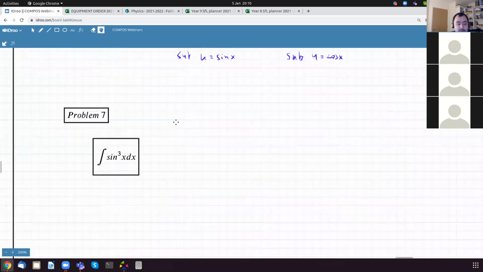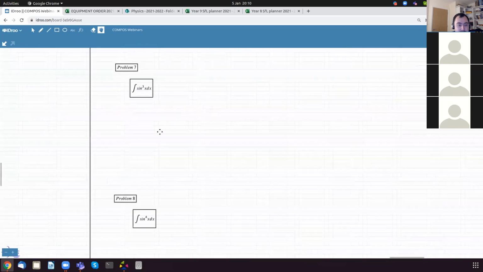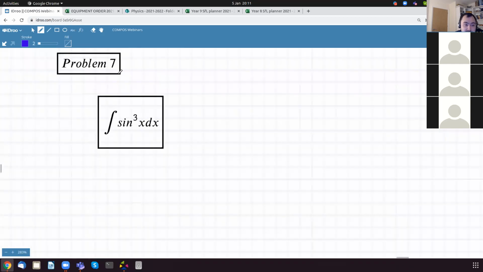And two more integrals. They look incredibly similar. Sine cubed x and sine to the power 4 x. But the thing is, the methods are completely different. If you have a cosine x to the power n, you have an odd power and an even power. So if you have an odd power, you use substitution.